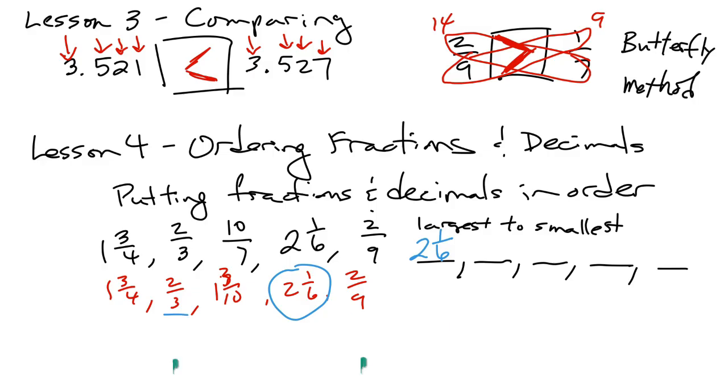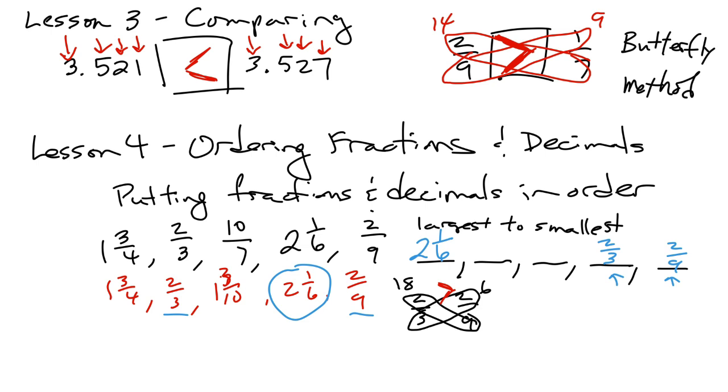Then our fractions, they're going to be the smallest. One of them's going to go here, and one of them's going to go here. Well, then we need to compare them. I need to take 2/3 and 2/9, and I need to do butterfly method. 3 times 2 is 6. 9 times 2 is 18. 18 is bigger than 6, so 2/3 is bigger than 2/9. So I know now that 2/3 is going to go here. 2/9 is the smallest amount of all of them. It's going to go last.